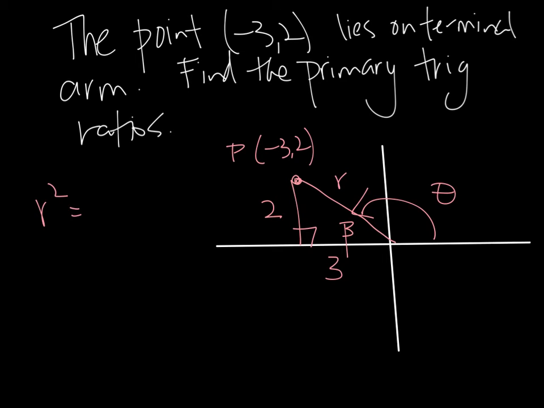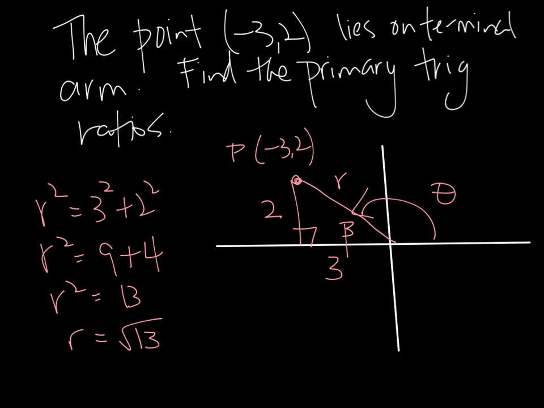So r squared equals 3 squared plus 2 squared. R squared equals 9 plus 4. R squared equals 13. And r equals root 13. I'm going to leave that as root 13 because that's the best for an exact answer. Otherwise, I'm going to have to round, and that's not going to be advisable. At this point, I'm going to do my primary trig ratios. So that's just setting up the various sine, cos, and tan ratios using SOHCAHTOA.